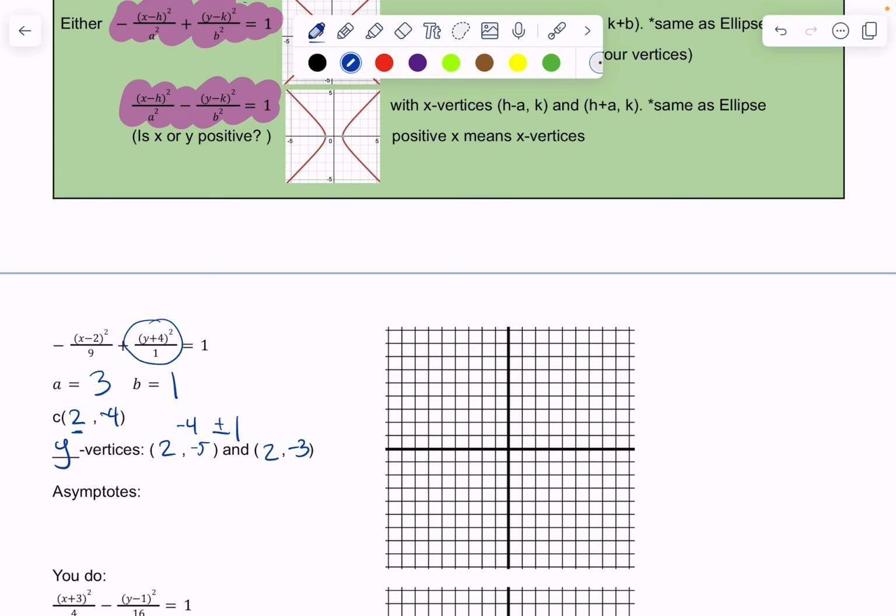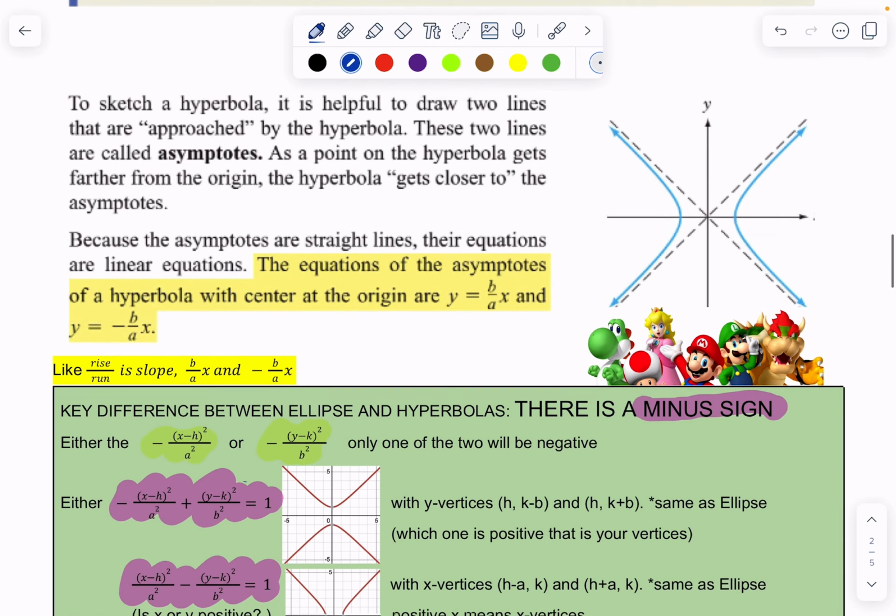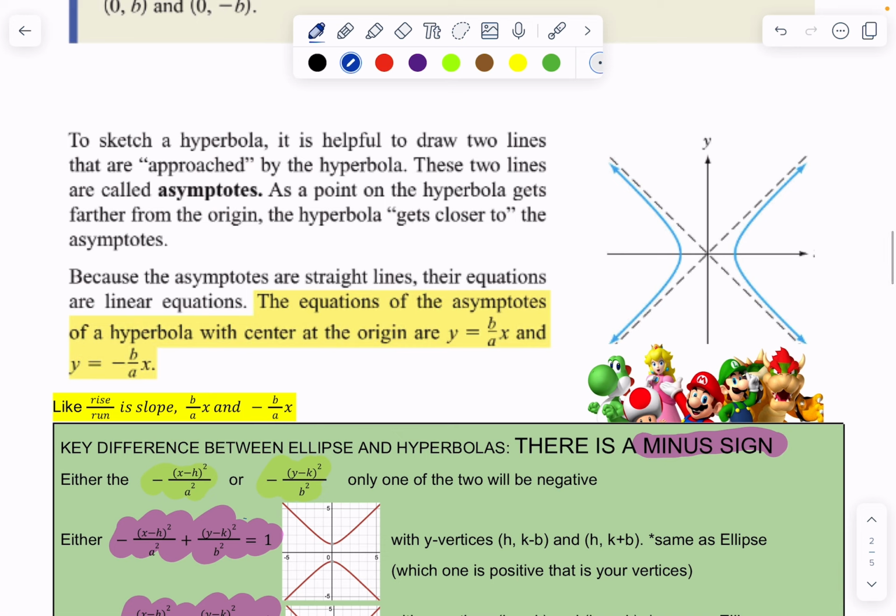My asymptote, I did not harp on in the tutorial. There are 2 asymptotes. Remember, asymptotes are the line that shall not be crossed. So those are our limiting factors. Those are the dashed lines that you can see right here. Those dashed lines, the parabola will get close to, but will never actually touch.